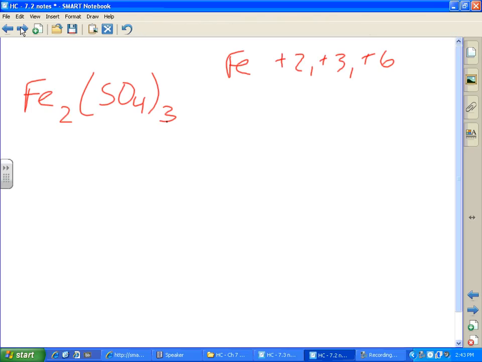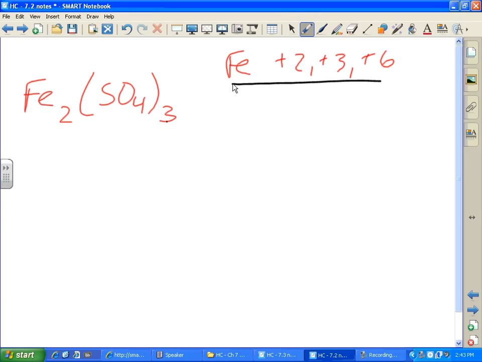Last example I just want to give is, what if we have a metal that could have multiple charges? How do we know what our oxidation numbers are going to be? It's going to be 2, 3, or 6. Well, simplest way, just uncross the subscripts just like we would have gotten a formula. In this case, we know it's iron 3.